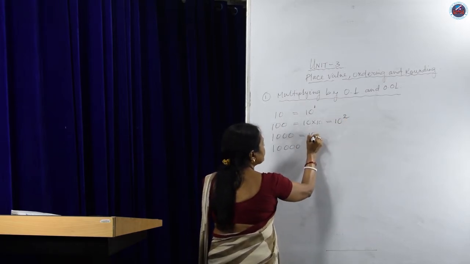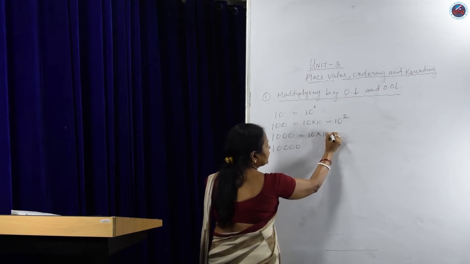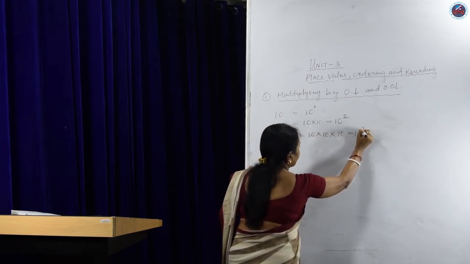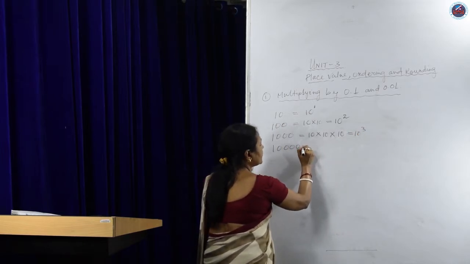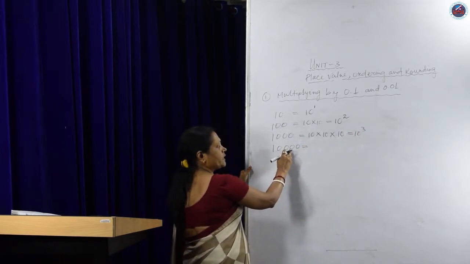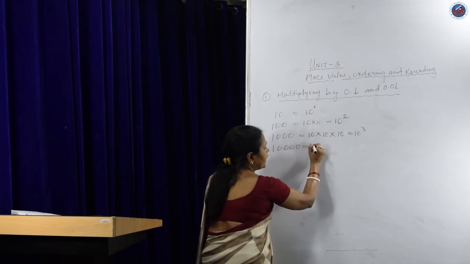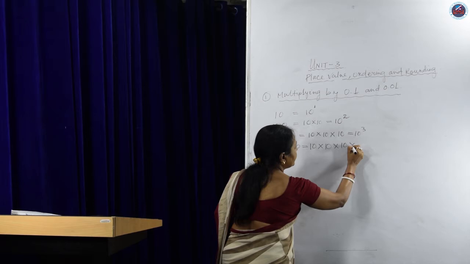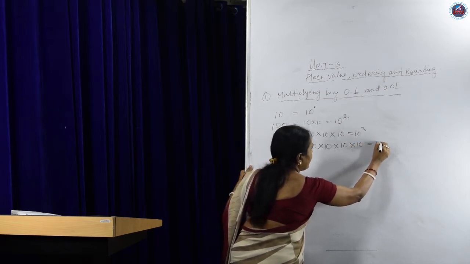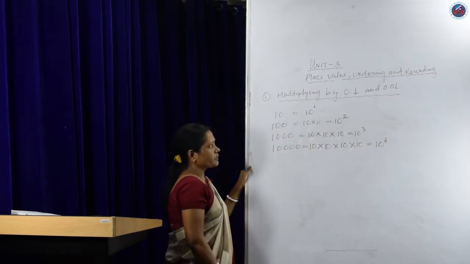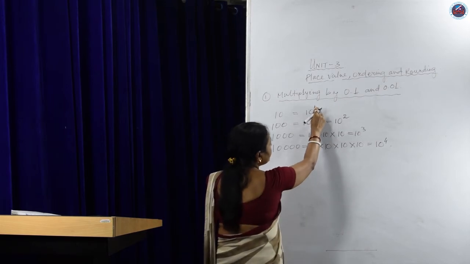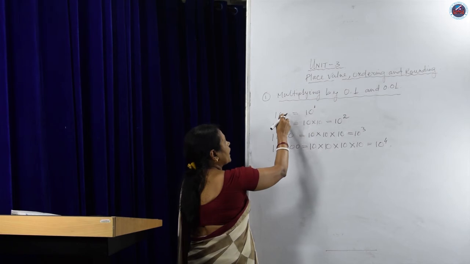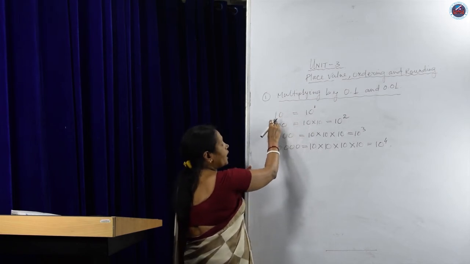1000, that is 10 into 10 into 10, can be written as 10 to the power 3. Then 10,000. How many zeros are there? 4. So you need to multiply 4 numbers of 10: 10 into 10 into 10 into 10, that is 10 to the power 4. Now look at the power: 1, 2, 3, 4. It comes according to the number of zeros that 1 follows.